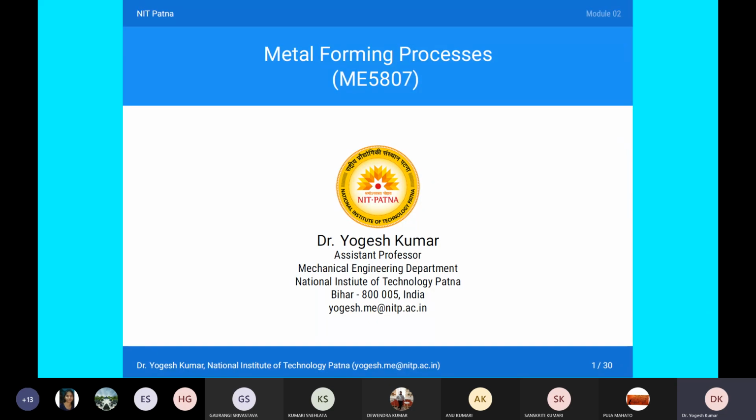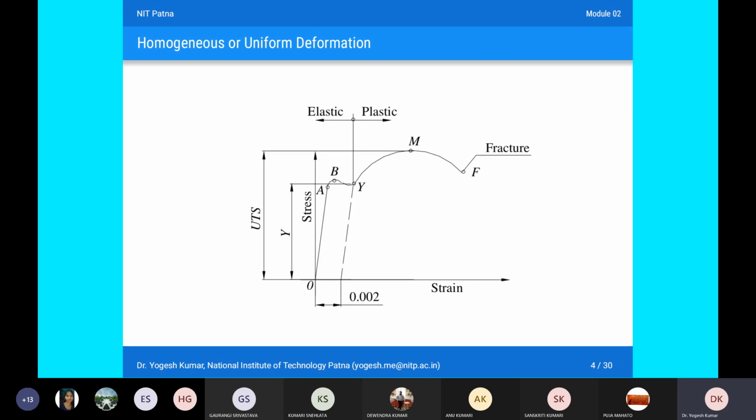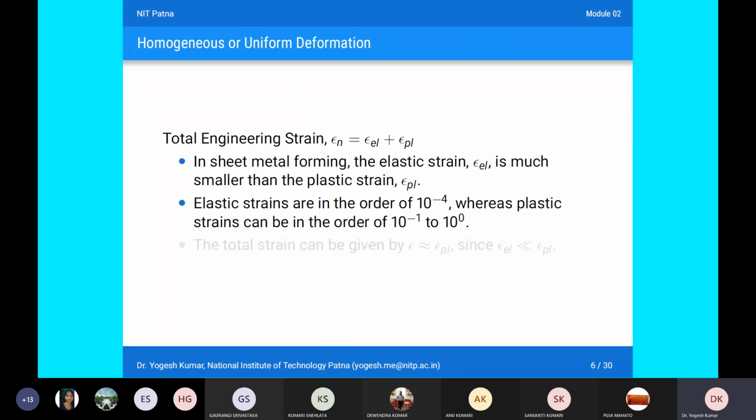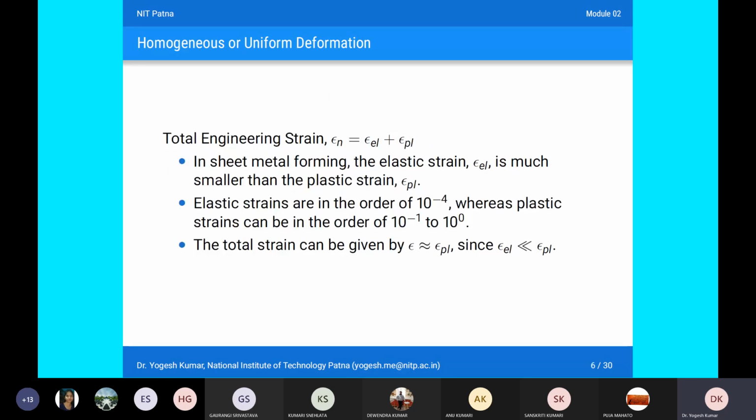We are in module 2, and under module 2 we have started discussion on elastic and plastic deformation in metal forming processes. Under this we have discussed engineering strain, then true strain, then what is the total strain. The total strain is a summation of your elastic strain as well as your plastic strain.